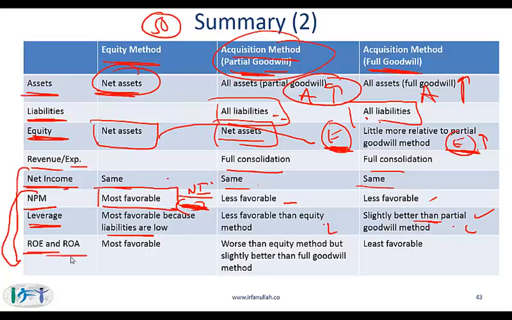What about return on equity and return on assets? We saw this in one of the questions. Clearly, the most favorable ratios will be achieved using the equity method because your net income is going up, but the assets and equity are not going up. Then between partial goodwill and full goodwill, partial goodwill will be slightly better because the assets and equity numbers will be slightly lower. So this slide gives you a summary of all the important ratios.